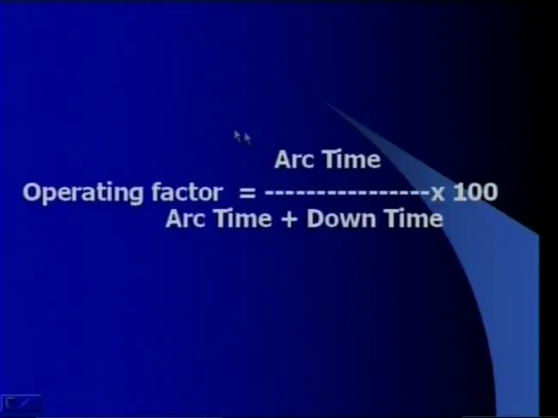Here we can get the operating factor with the help of this simple formula: arc time divided by arc time plus downtime, multiplied by 100. The arc time and downtime can be obtained from the arc welding frames. Depending upon the applications, the times vary. If we substitute those values, we will get the operating factor and finally the overhead charges.